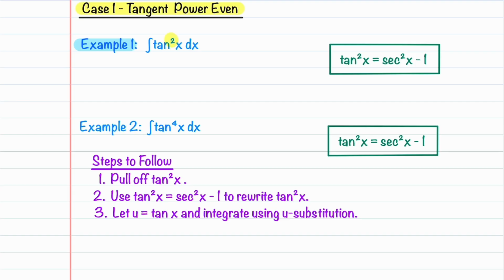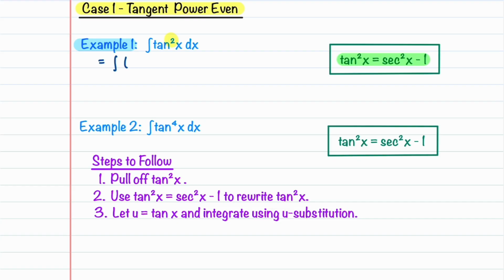To integrate tangent squared x, we are going to need to use the trigonometric identity that I wrote over here on the right. Tangent squared is equal to secant squared minus 1. The reason that we have to use this identity is we know the integral of secant squared, but we don't know the integral of tangent squared. Let's go ahead and make this substitution.